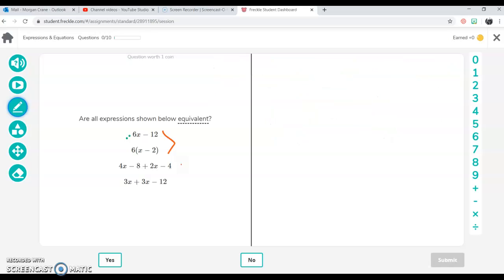So now we're going to look at this problem. And we're going to see 4x minus 8 plus 2x minus 4. So these are like terms. We talked about this one yesterday. We're going to put those together. So 4x plus a positive 2x would be 6x. And then we have negative 8 minus 4.